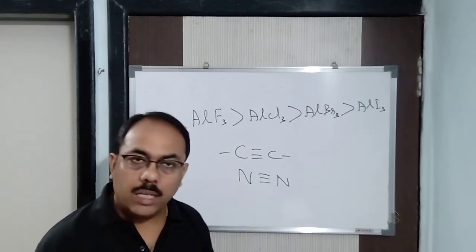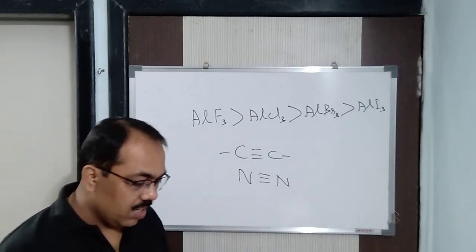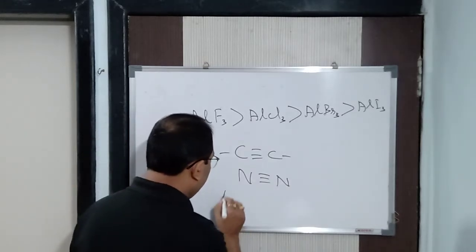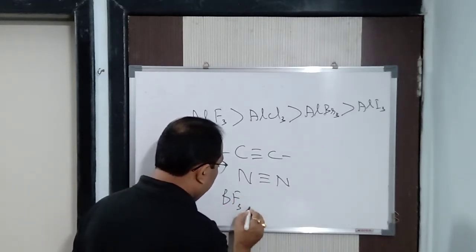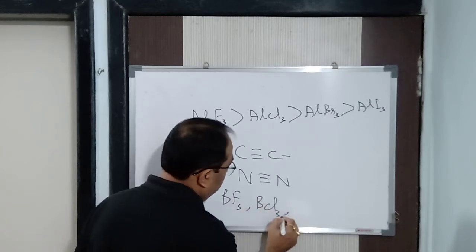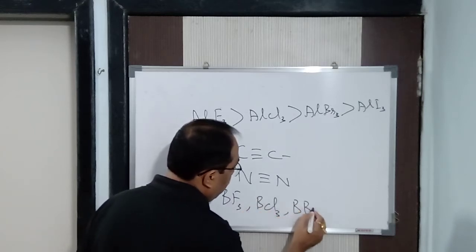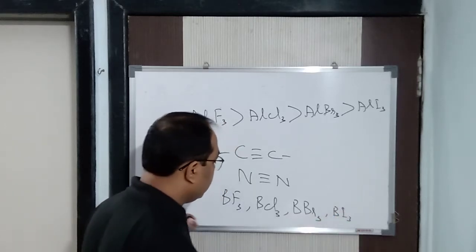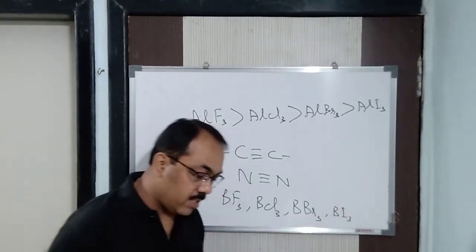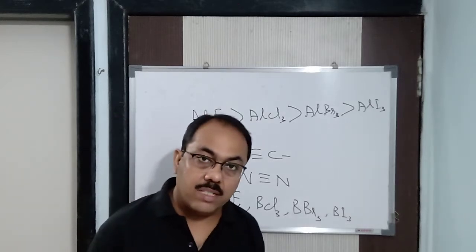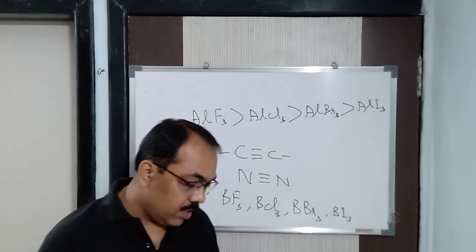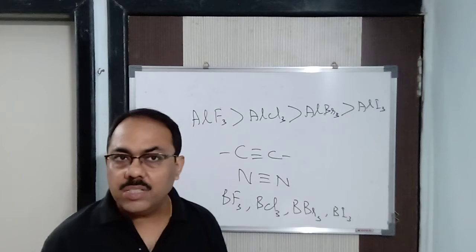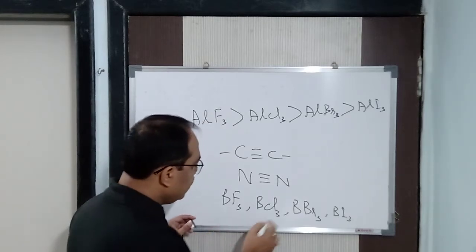Example, we can say BF3, BCl3, BBr3. You can see I am changing the surrounding atom, but there is no effect on the bond angle. The bond angle remains the same. All have the same bond angle. How much is it? You can say BCl3 is how much?